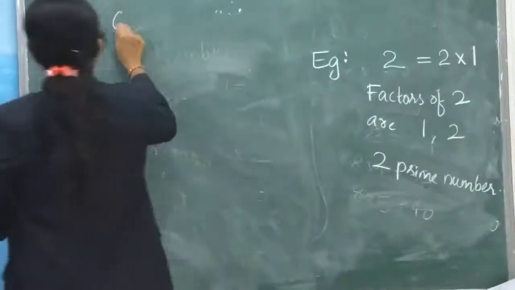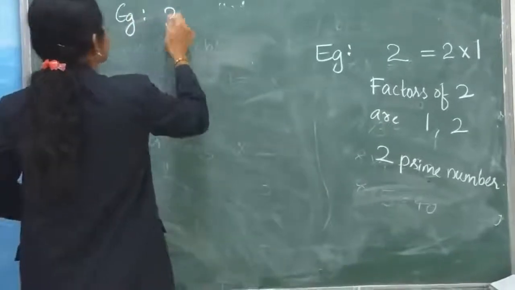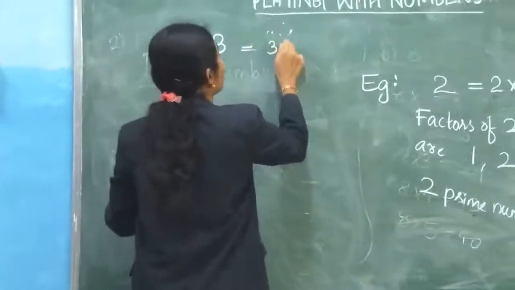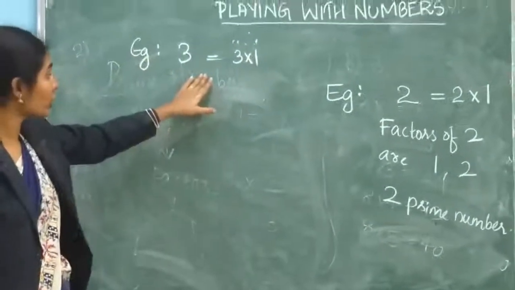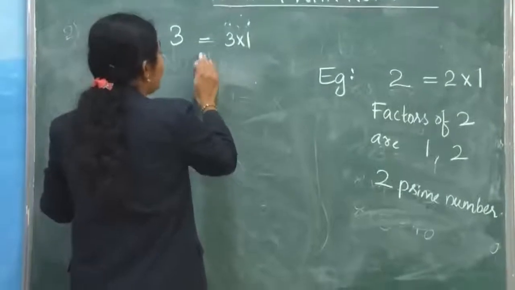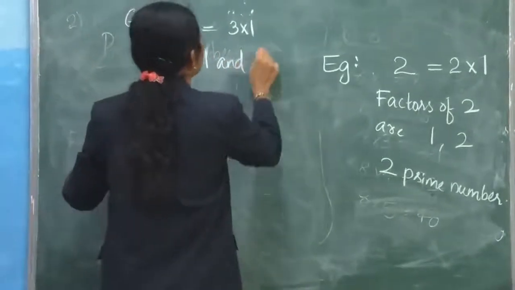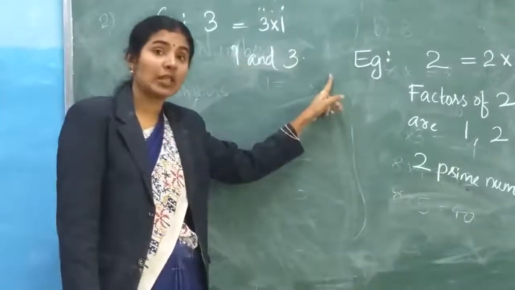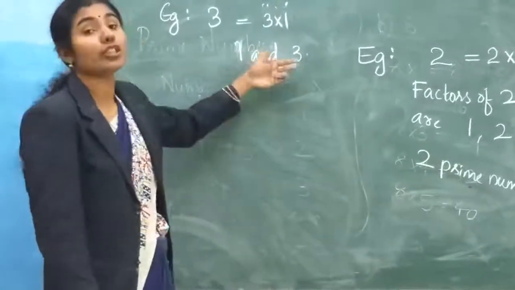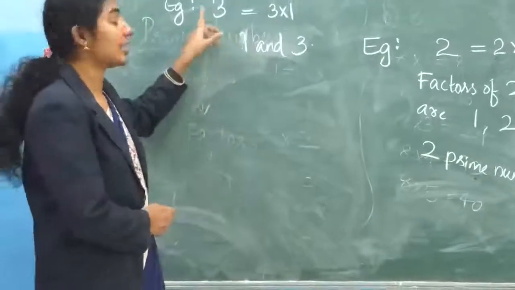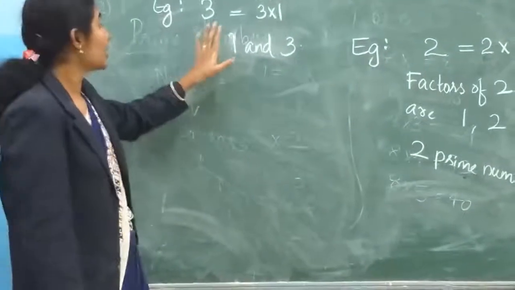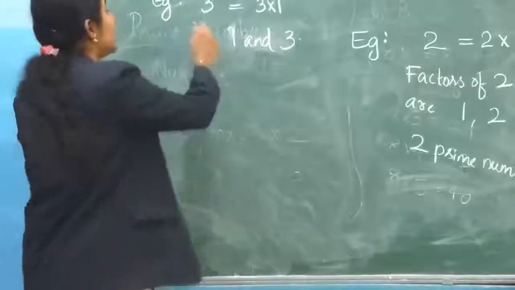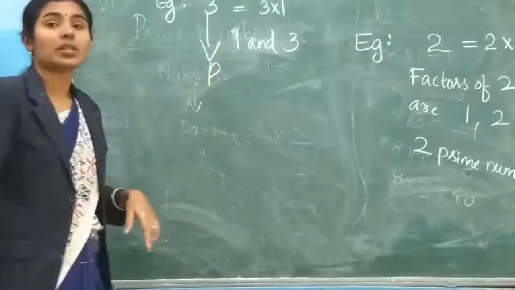Another example, 3. First you should find the factors. 3, how can you write? 3 multiplied by 1. So which are the factors of 3? 1 and that number itself, 1 and 3. The only factors of 3 are 1 and 3. If you are getting more than 2 factors, that number will not be a prime number. For number 3, the only factors are 1 and 3. So 3 is a prime number.